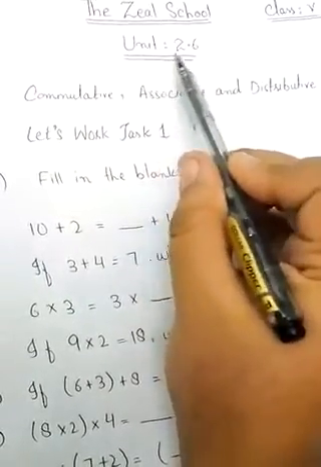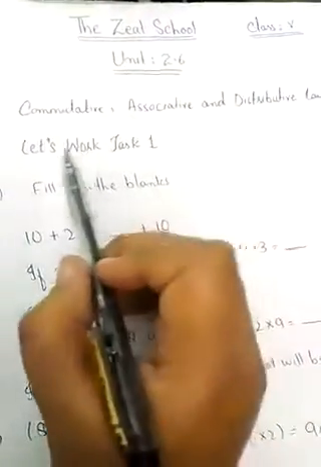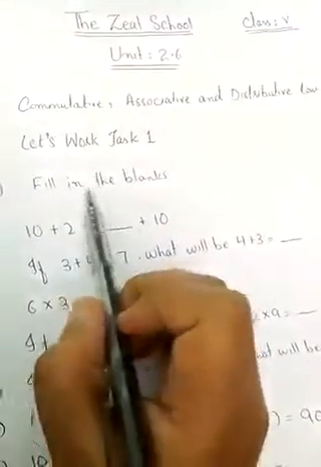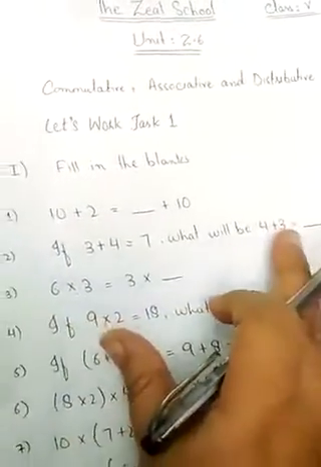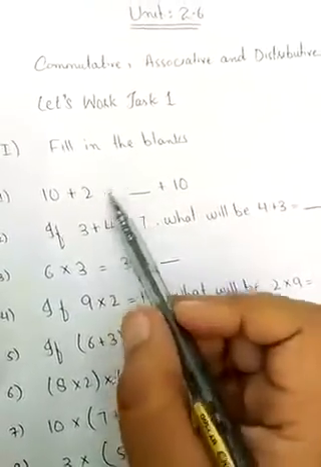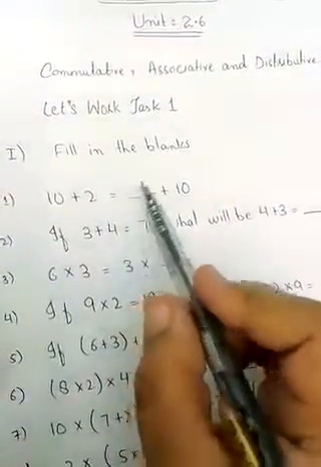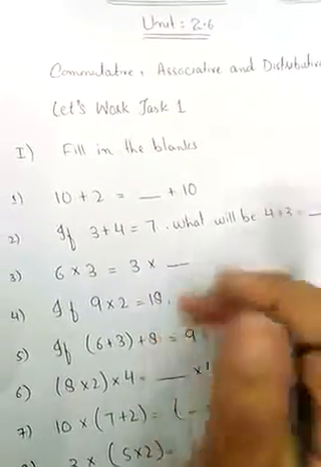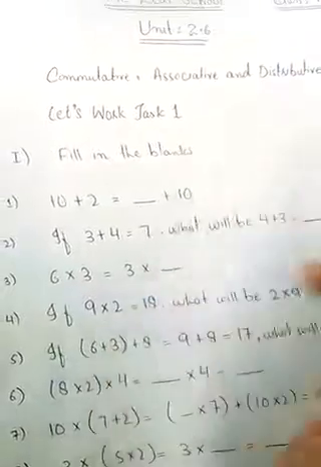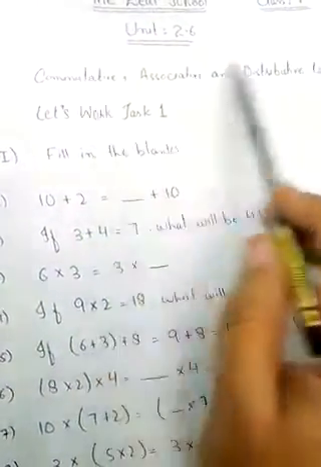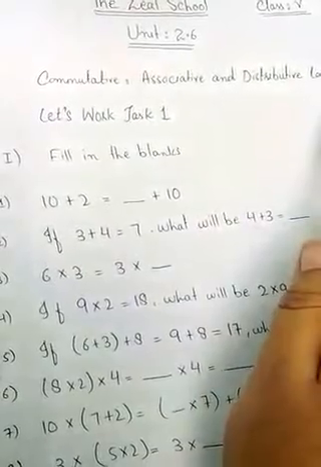Today we are going to solve Unit 2.6 Commutative, Associative and Distributive Law. Let's work Task 1, which is fill in the blanks. Part 1, which is fill in the blanks. These are not your books fill in the blanks. These are related to your books question. Let's solve this blank. We have to solve this blank according to these laws: commutative, associative and distributive law.